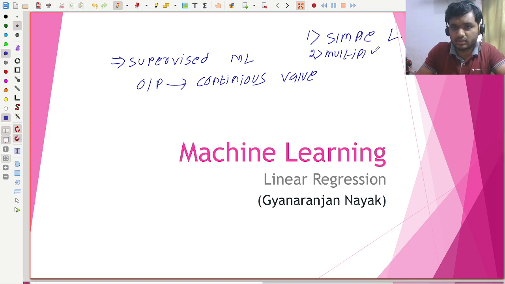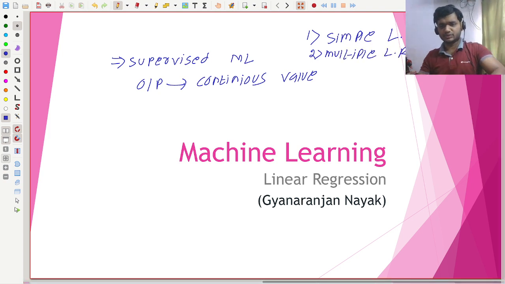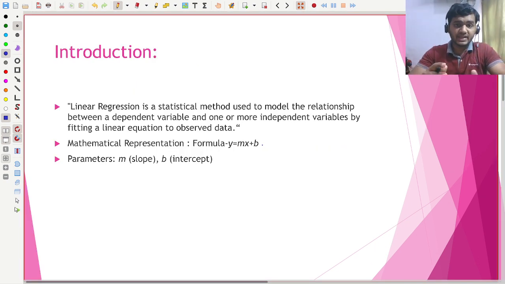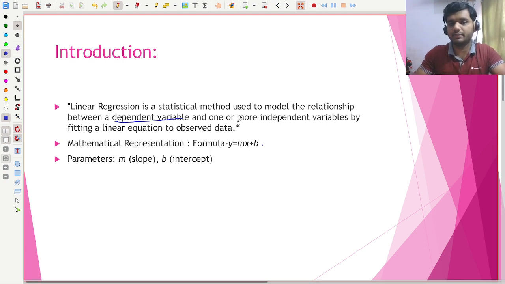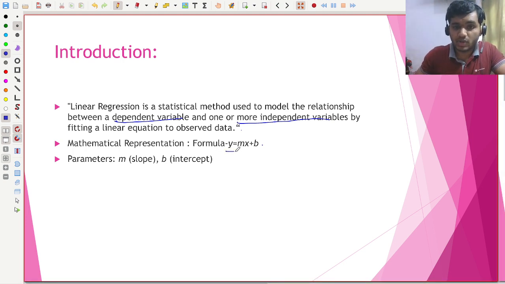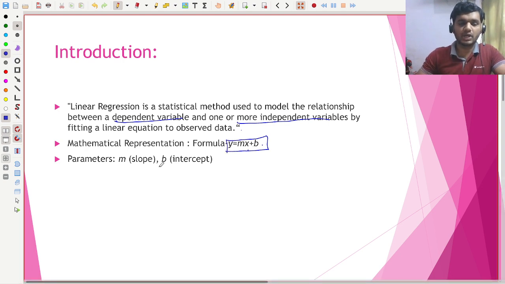Linear regression is a statistical method used to model the relationship between a dependent variable and one or more independent variables by fitting a linear equation to observed data. We'll see this definition with an example. The mathematical representation is y equal to mx plus b. It is the equation of a line, where m is the slope and b is the intercept.